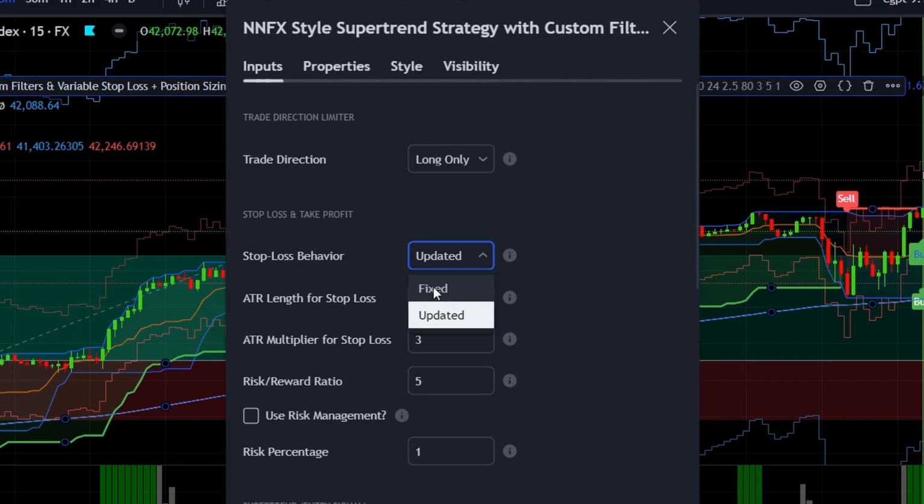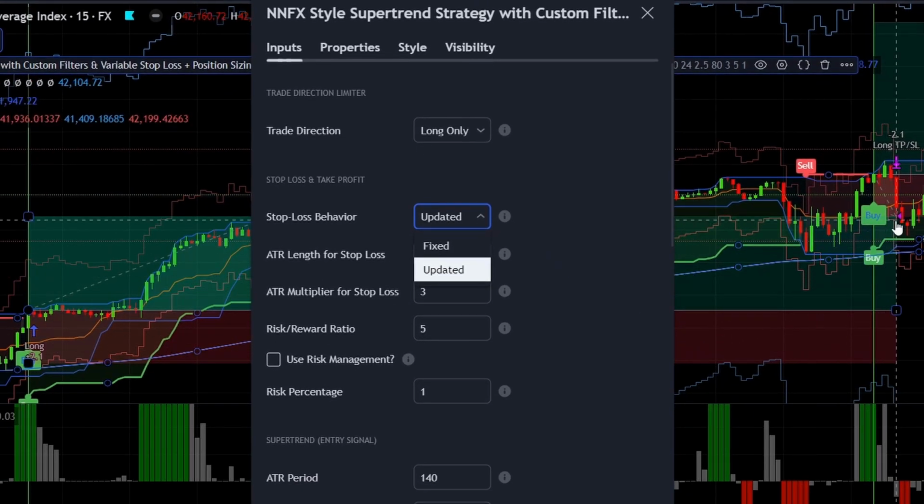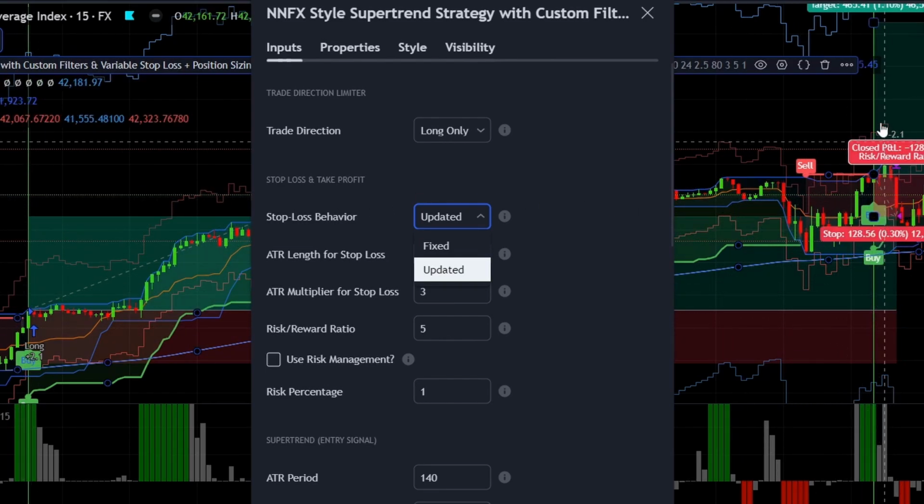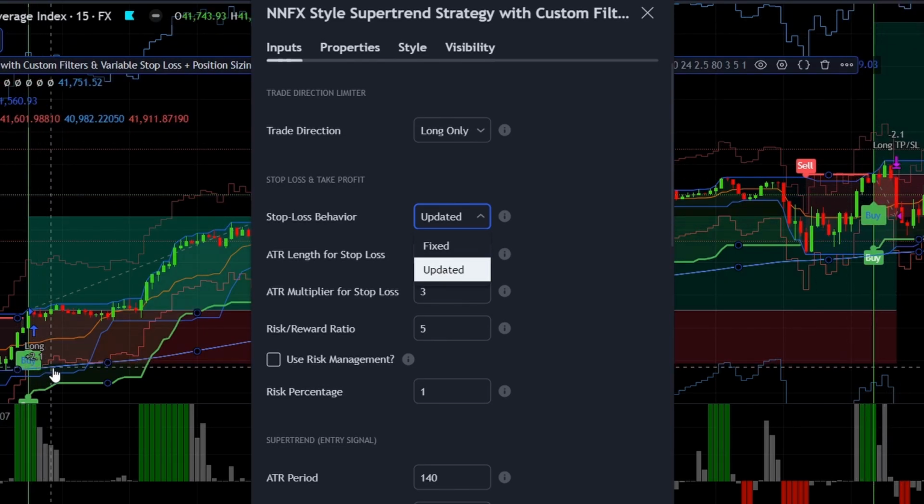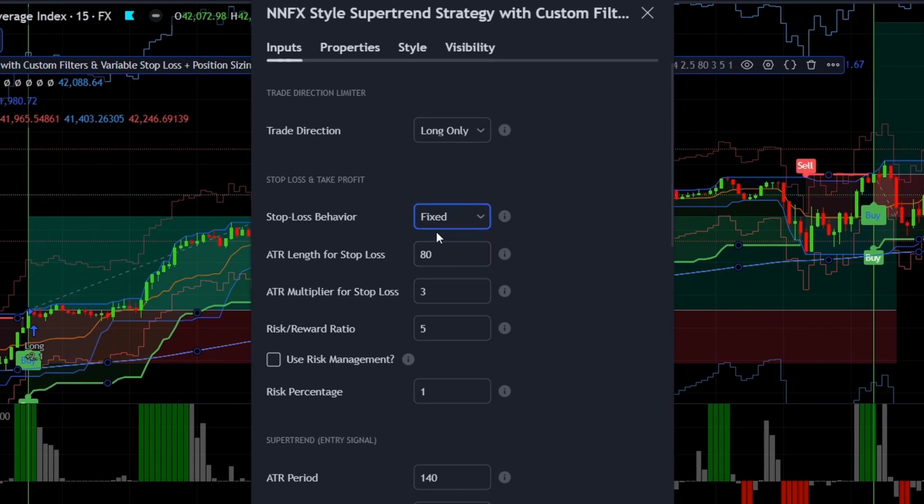A quick example for that is this trade we just had. We had a valid entry signal right here, but then later on we get another valid entry signal here, and the stop loss and take profit levels got updated to the new levels. So if you want to keep them at the original place here and here, just click the fixed option. But if you want them to get updated on valid new entry signals, click the updated.